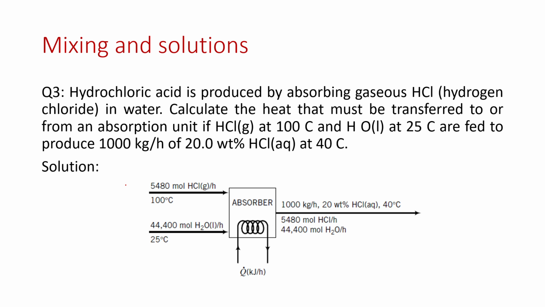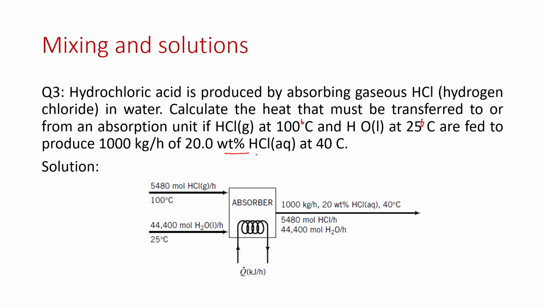Okay, let's move on to the next problem, which is on mixing and solutions. So I have taken a problem regarding production of hydrochloric acid. Question number 3. Hydrochloric acid is produced by absorbing gaseous HCl, hydrogen chloride, in water. Calculate the heat that must be transferred to or from an absorption unit if gaseous HCl at 100 degrees Celsius and H2O at 25 degrees Celsius are fed to produce 1000 kg per hour of 20 weight% aqueous HCl at 40 degrees Celsius.